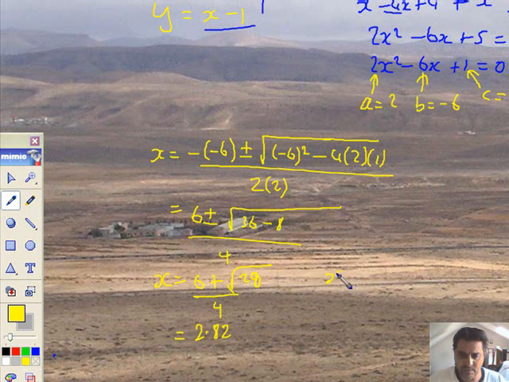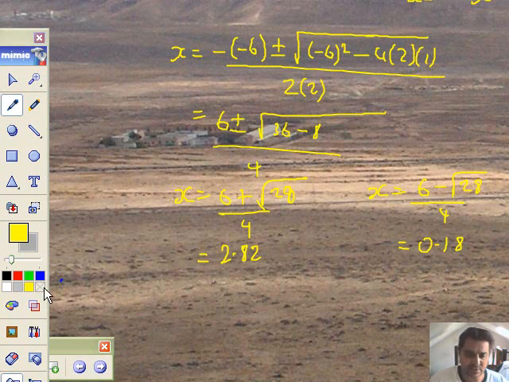And for this one, I'm going to say x equals 6 minus the square root of 28, divided by 4. So I've got 6 minus root 28, press equals, divide by 4, press equals. I've got 0.177, 0.18 then. So let's just do the y's quickly.